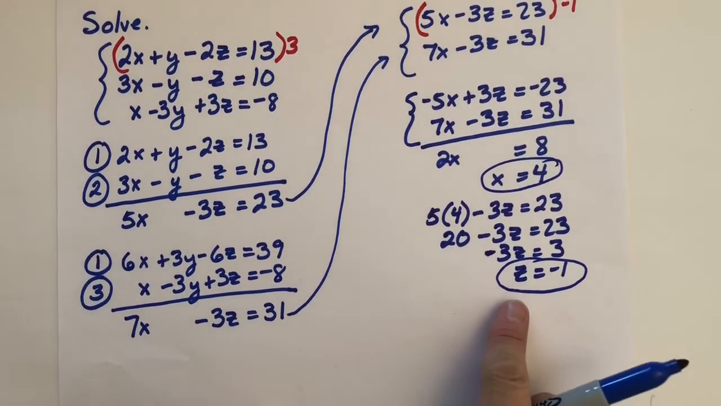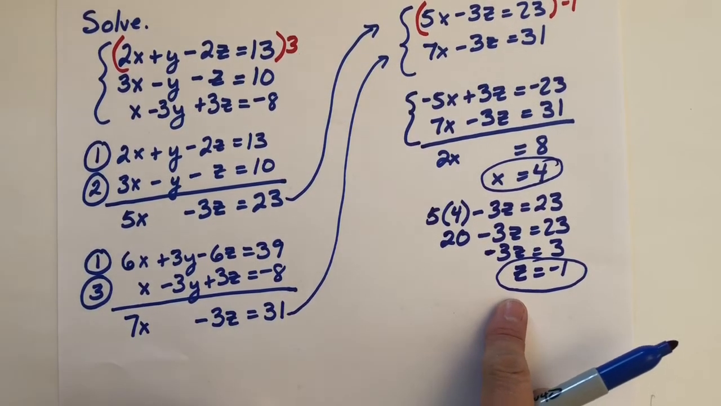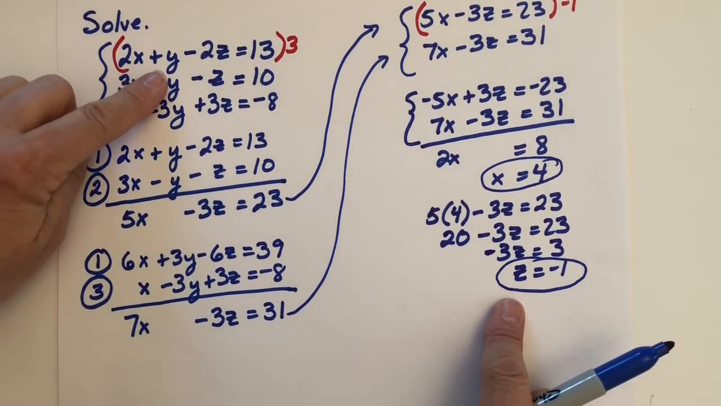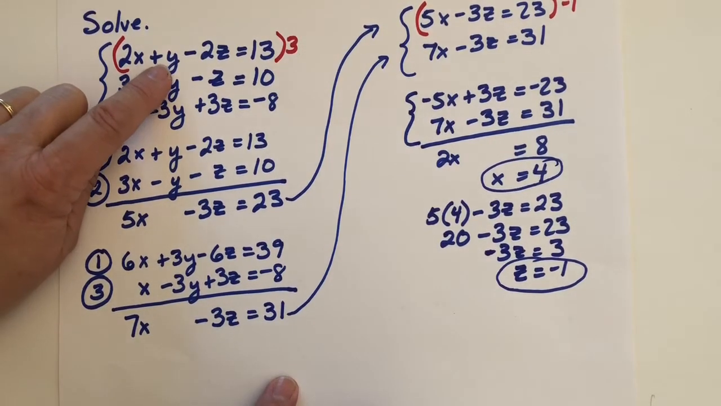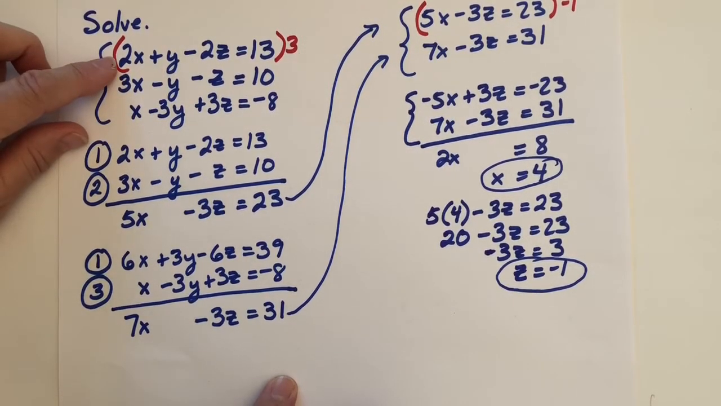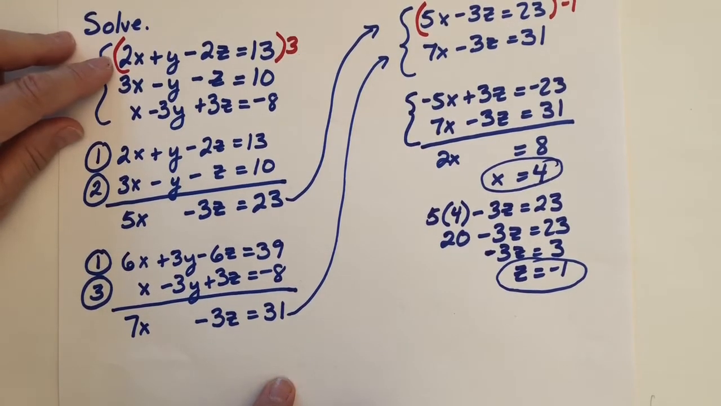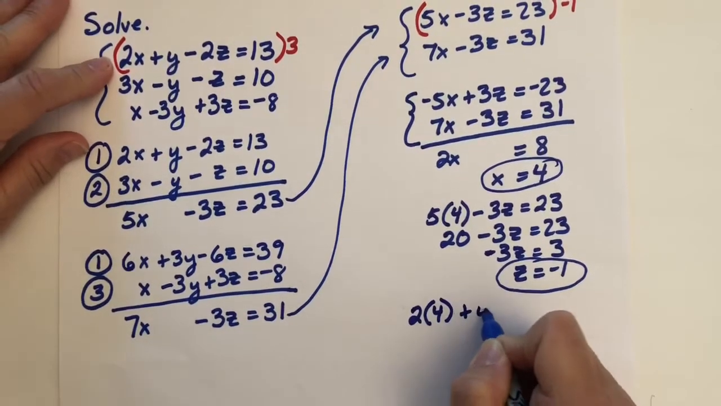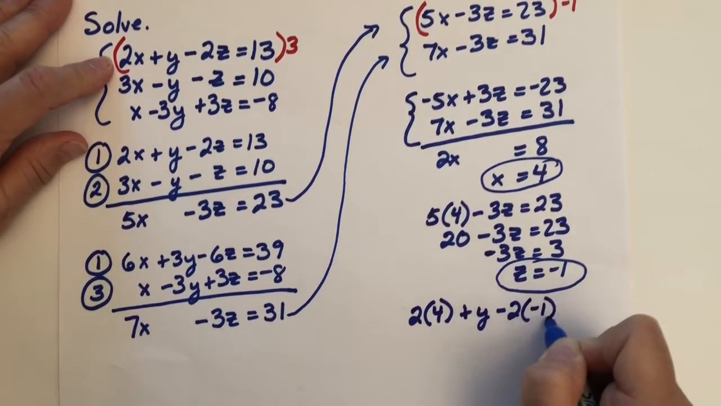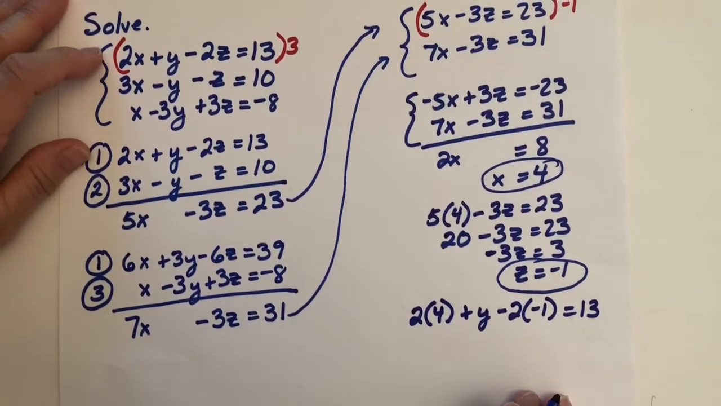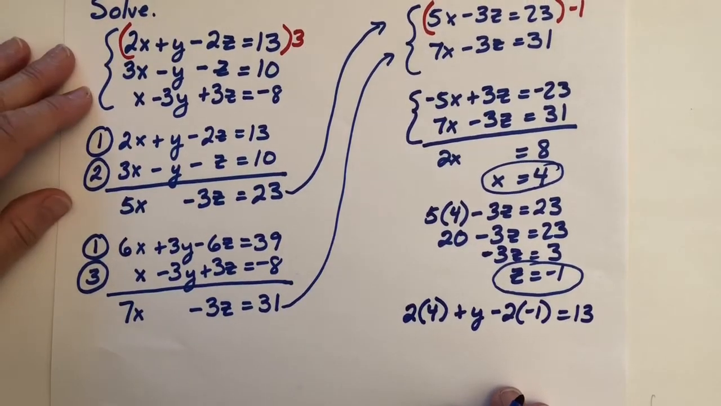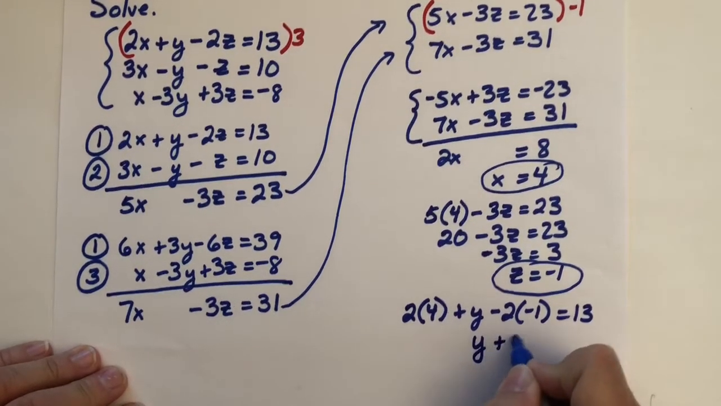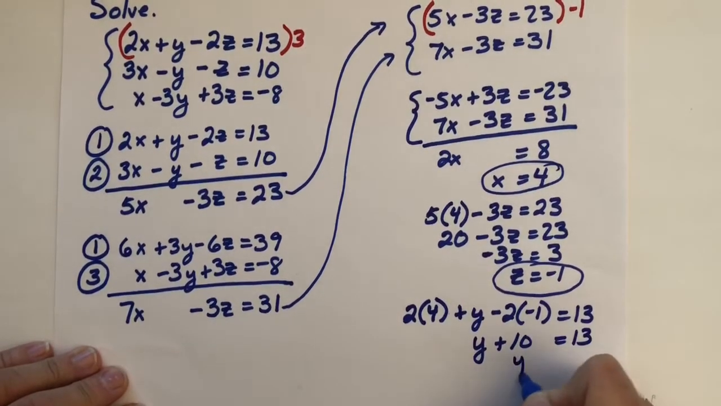So we are just a y away from the solution for this system. Grab any of those 3 equations. I like this first equation because I'm solving for y and the coefficient of y is 1. But again, you can choose any equation you like. So I have 2 times 4 plus y minus 2 times -1 equals 13. And we finish solving this. What do we have? 8 plus 2. Let's just make that a 10. So we have y equals 3.